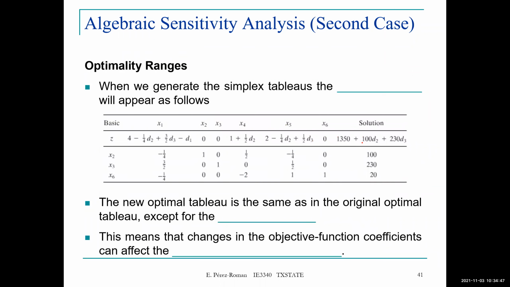When we generate the simplex tableau, the optimal iteration will appear as follows. So if you perform all the operations using those coefficients as part of row 0, these are the expressions that you are going to obtain in the optimal tableau. So this is the coefficient for x1, this is the coefficient for x4, and this is the coefficient for x5, and this is the optimal solution.